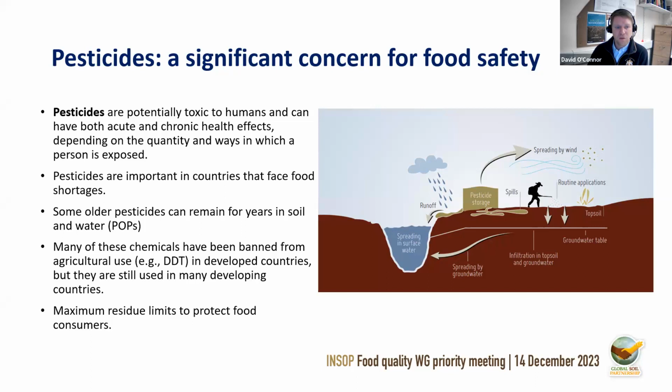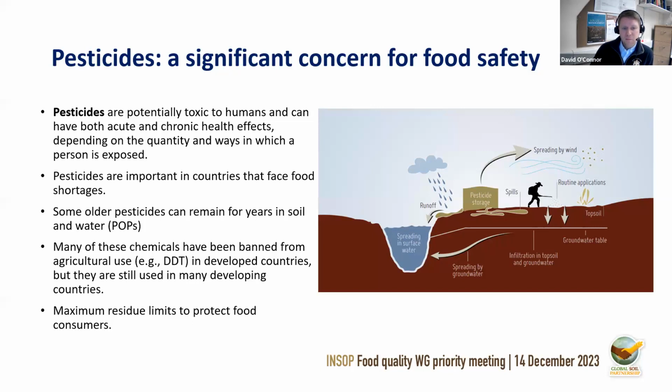So it's important to recognize that pesticides are important, and we need pesticides in the face of food shortages. But some of these pesticides, particularly older pesticides, can remain in soil for years. These are known as persistent organic pollutants, or POPs. And many of these pesticide chemicals have been banned, or there are bans in place for their agricultural use. For example, one of the most famous examples is DDT, which was first brought to attention by Rachel Carson in her famous book, Silent Spring.